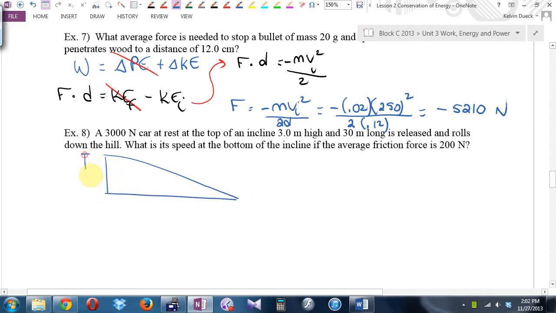So this is 3 meters, and this is 30 meters. It's released from rest, and it asks, what's its speed at the bottom of the incline if the average friction force is 200 newtons? Ooh.